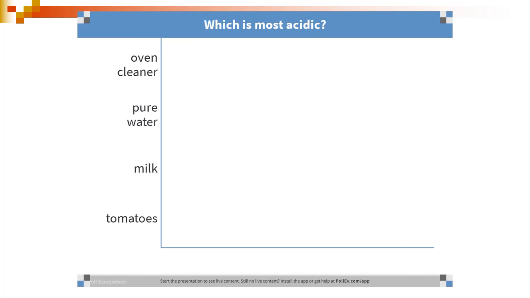So one little question just to make sure we got all this. Which is the most acidic? Oven cleaner, pure water, milk, or tomatoes? Jeopardy song going on in the background. It's not actually, but think of it. On this one, the most acidic, the lowest pH, is going to be tomatoes.